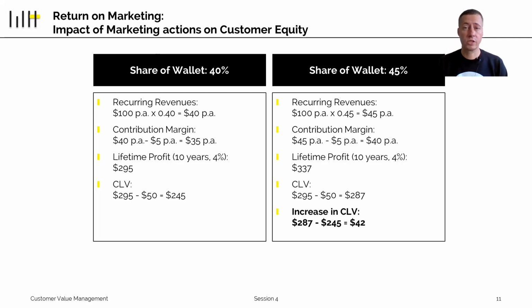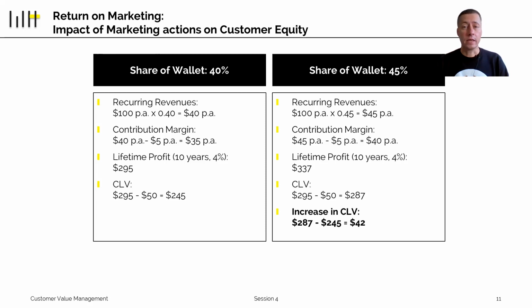If we do this for every customer and we sum it up, we get an increase in customer equity, and we can then compare the increase in customer equity to whatever we had to invest in order to generate the marketing action in the first place. Going back to our initial example, if the increase in customer equity is larger than 100 million and we only have to invest 100 million, the marketing strategy is a good one. If it is less than 100 million, it is a bad one.